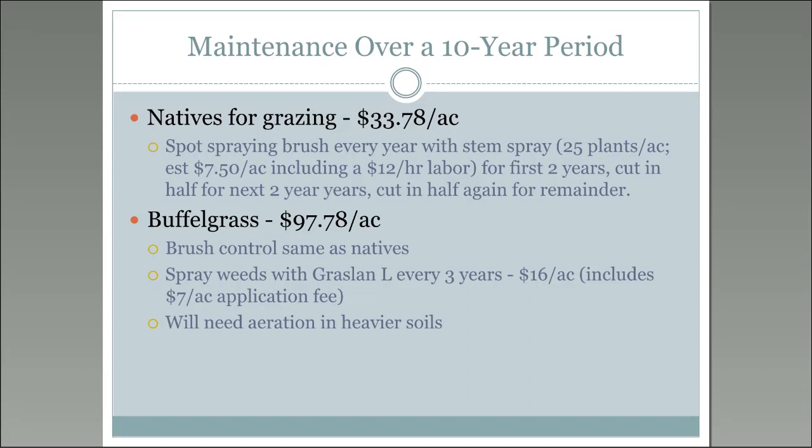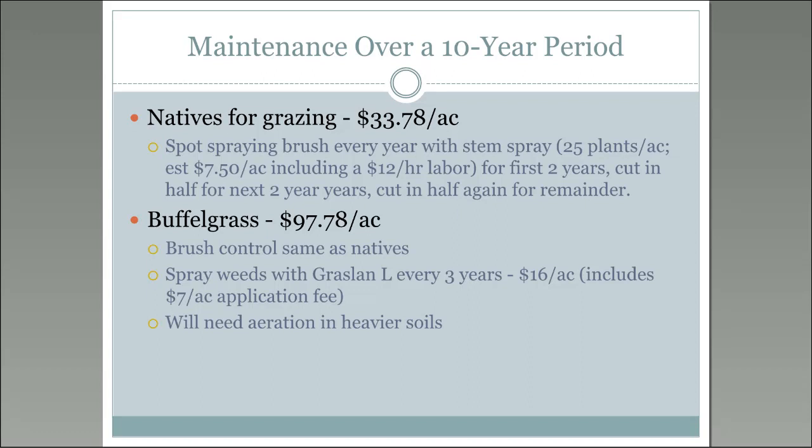For the first 2 years, we went with the 25 plants per acre, but over time, you're going to start reducing the number of plants that come up as your field gets established and those seeds are covered from the sunlight and not able to germinate as readily. So after that, we cut our number of plants we had to treat in half for the next 2 years and then cut it in half again for the remainder of the 10 years. So spot spraying for natives cost $33.78 per acre over that entire 10-year period.